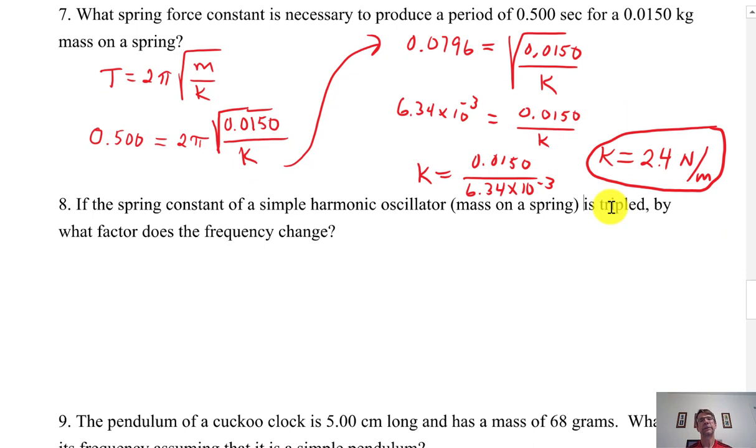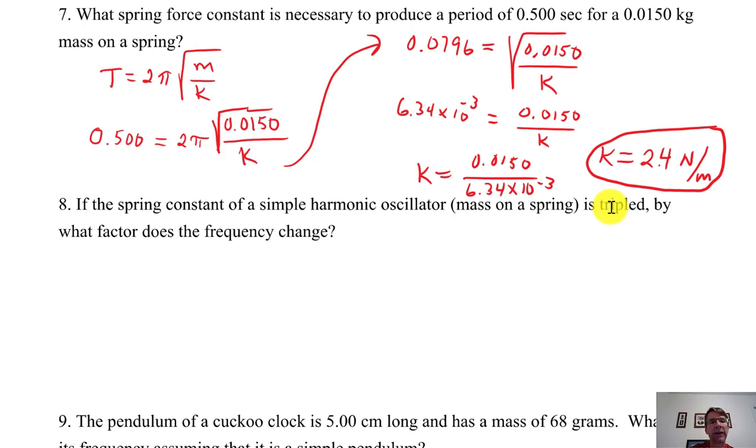Now, here's a good exercise. It says if the spring constant of a simple harmonic oscillator, once again, a simple harmonic oscillator is something that's very repetitive, cyclical, can be graphed as a sine wave curve or cosine wave curve. They're the same type of curve. It's a wave. By what?